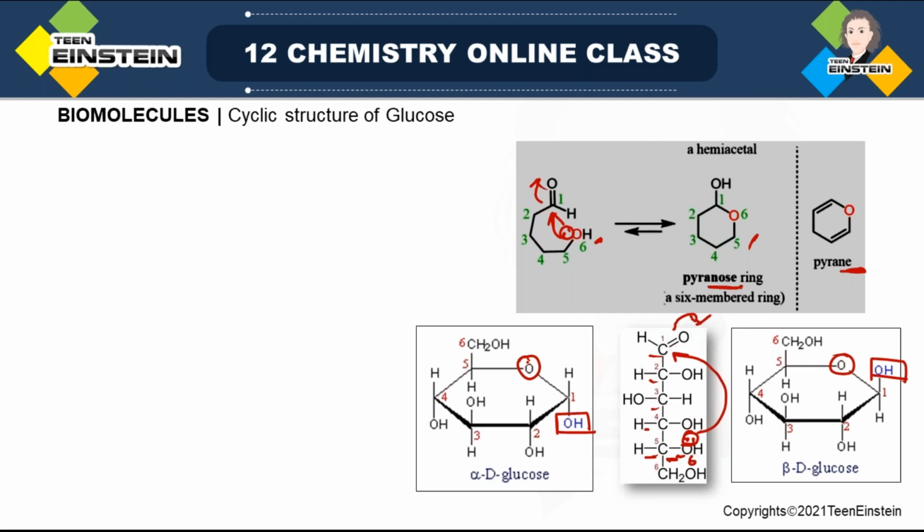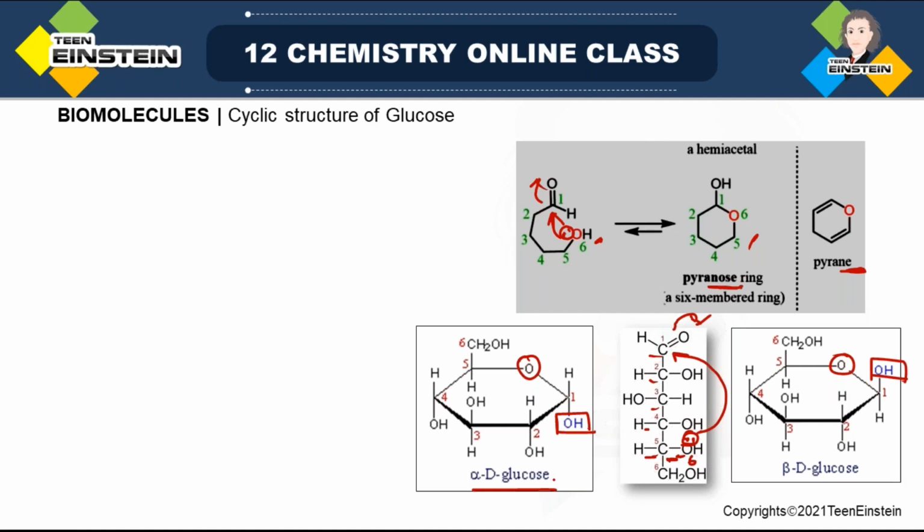The oxygen is basically the 5 carbon OH group, but that OH is no longer present as OH, as if it is an alcohol group. It is attacking the aldehyde group which is at position number 1. Rest of the part there is no change. So depending on whether OH is on the left hand side or right hand side, you will get two molecules. One is known as alpha D glucose, another one is beta D glucose.